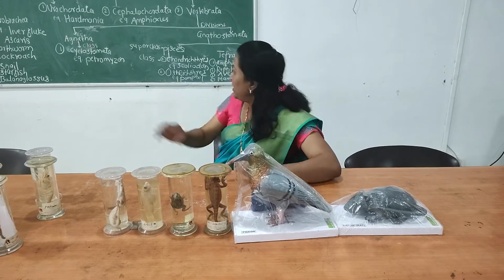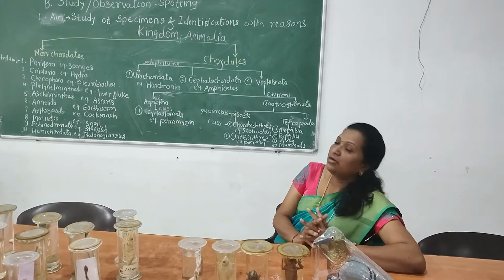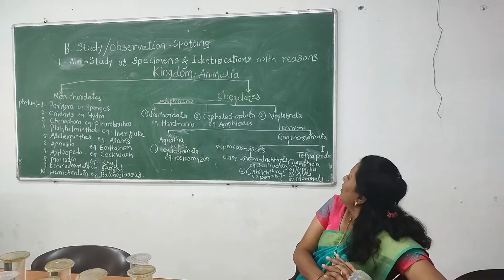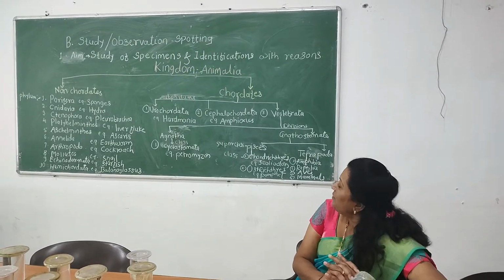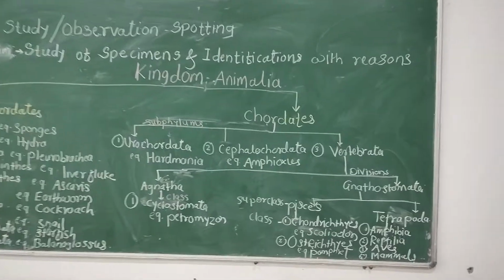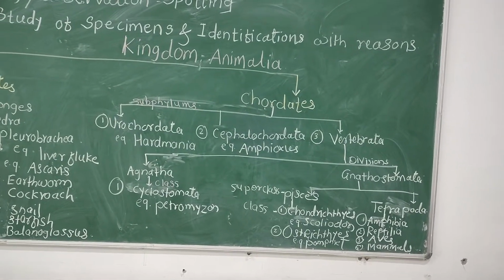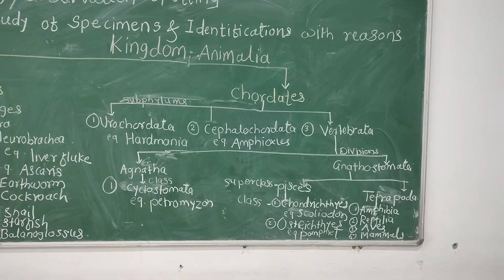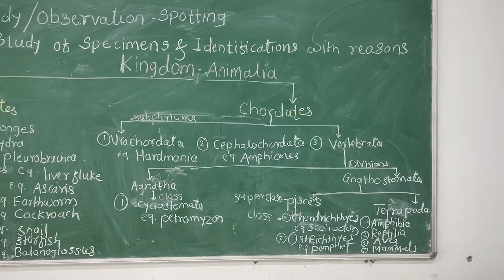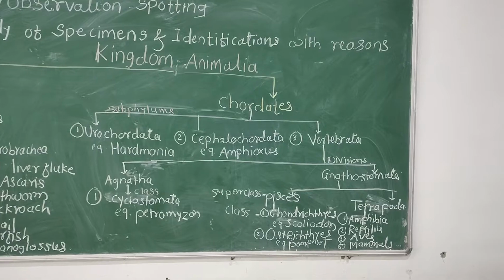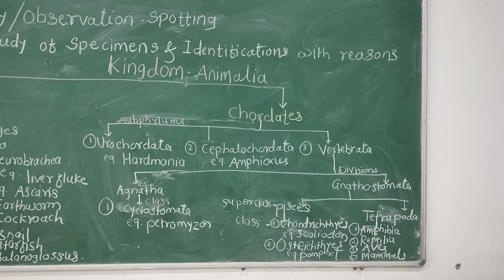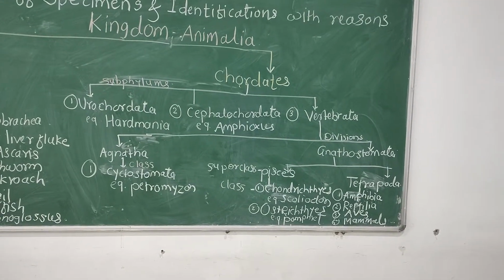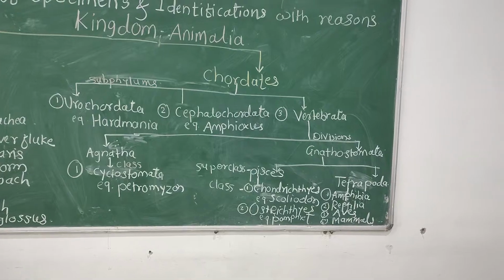As you know, in the classification, the subphylum Vertebrata is divided into two divisions, Agnatha and Gnathostomata. Agnatha includes one single class called Cyclostomata, example Petromyzon, but these specimens are not included in your practical. So we have to study the second division, Gnathostomata, that means the animals which have jaws in their mouth. In Gnathostomata there are two superclasses: one is Pisces and another is Tetrapoda.